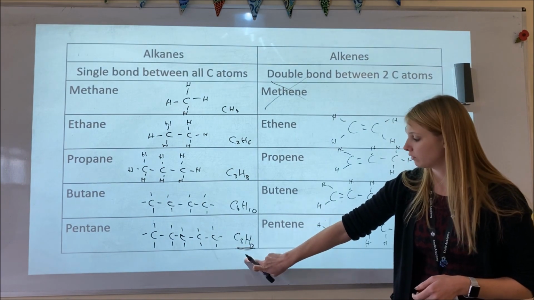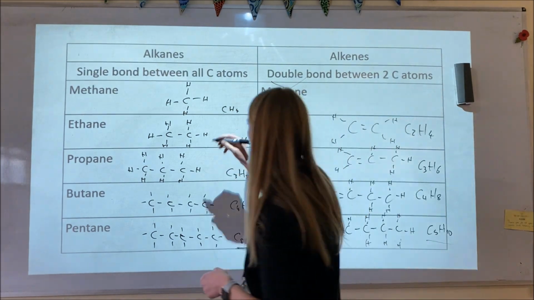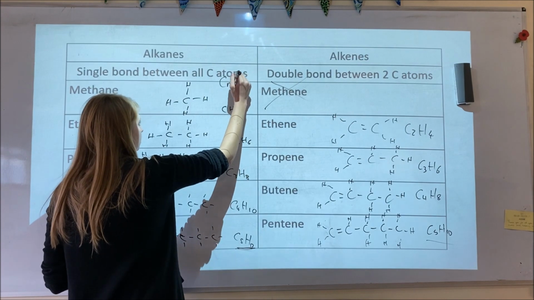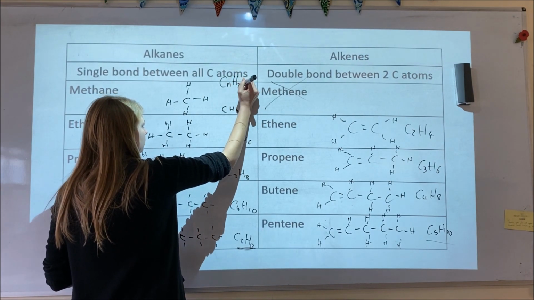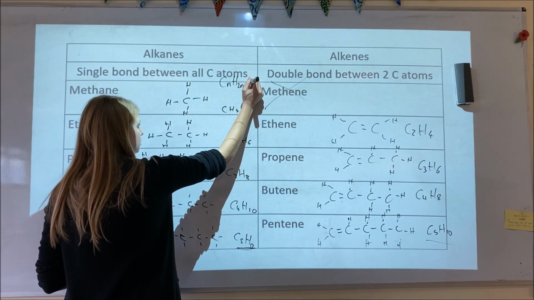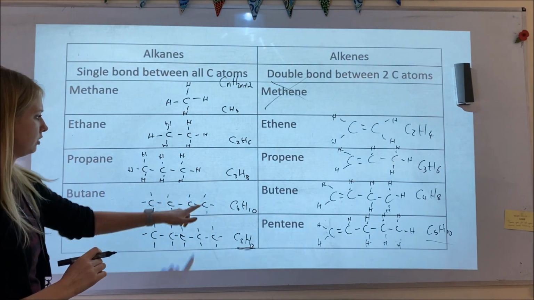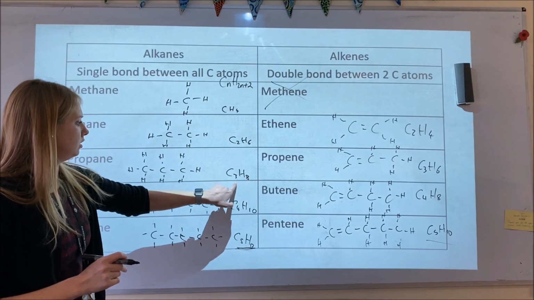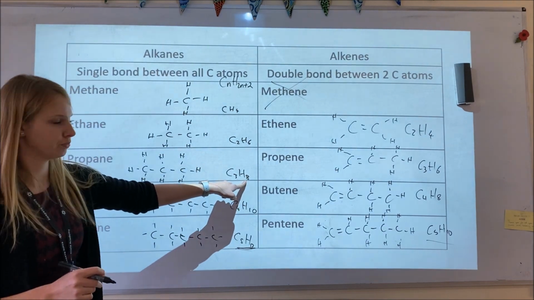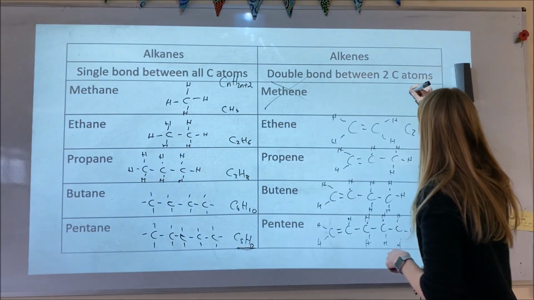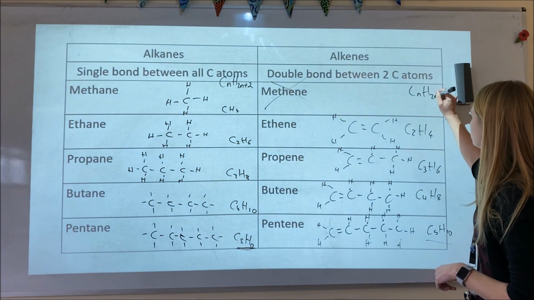The general formula for this one is going to be CnH2n+2. Okay, so for example C3, 3 is n, 2n plus 2 is 8. This side is just CnH2n.